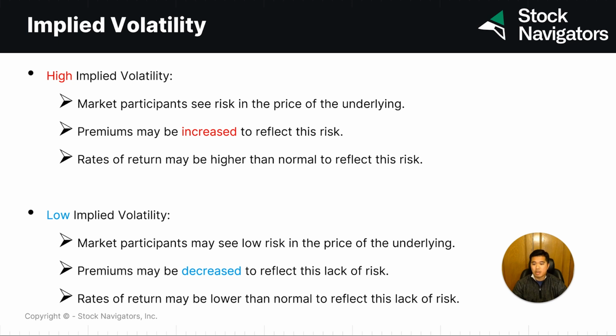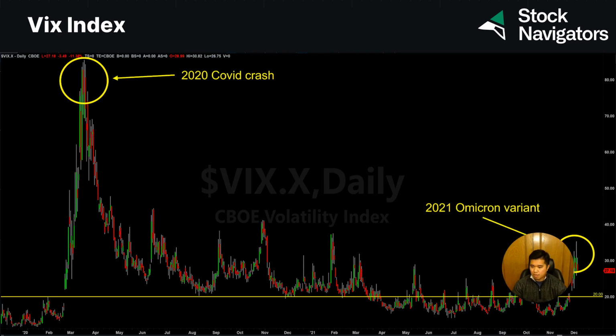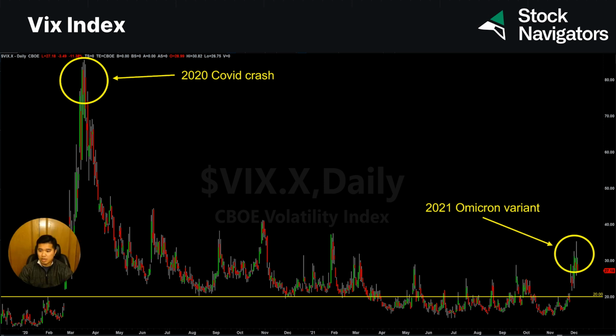And also the rate of return may be lower than normal to reflect the lack of risk. So, for example, I have the VIX index here from the Chicago Board Options Exchange, which is a very important factor when you day trade or trade options in general. The VIX is sort of an inverse of the market. Whenever you see some significant event happen in the market, that would tend to push the VIX index up.